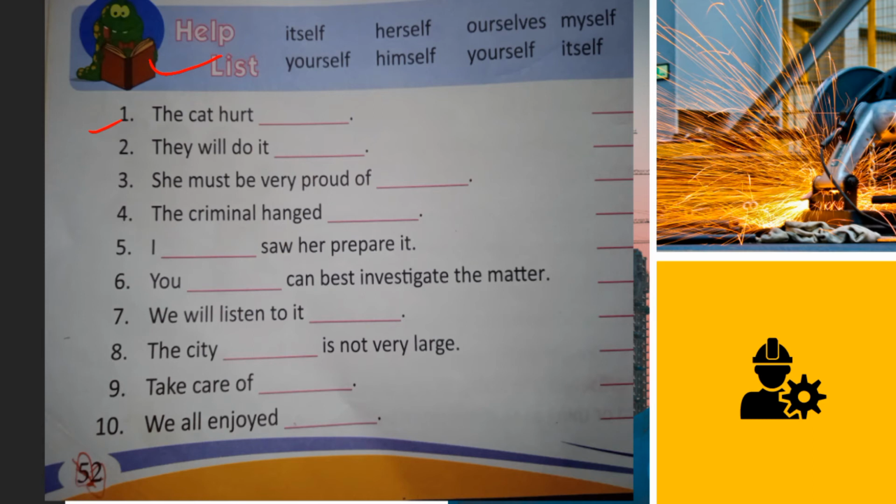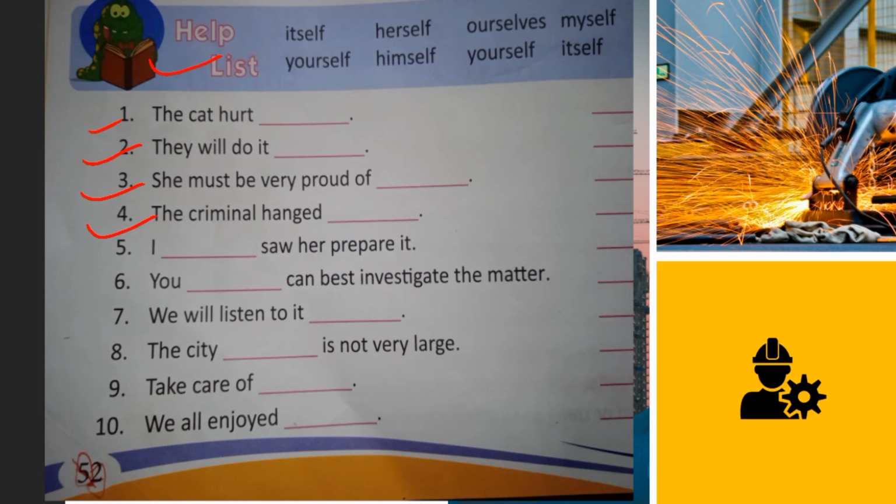The cat hurt dash. The cat hurt itself. And it is reflexive. So write down reflexive. They will do it themselves. It is also reflexive. She must be very proud of herself. And this is also reflexive. The criminal hanged himself. This is also reflexive.